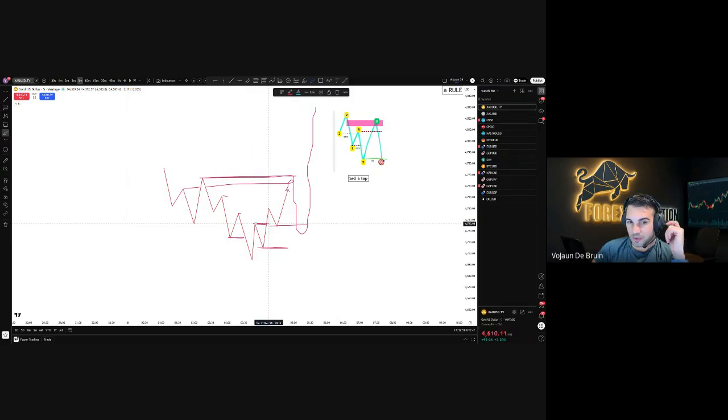So then we get that. This is our change of character. Why? Because this is the very first leg that failed to make a low and shifted in structure. Price then pushes up, taps in, gives us that liquidity, and then BOS to the upside.